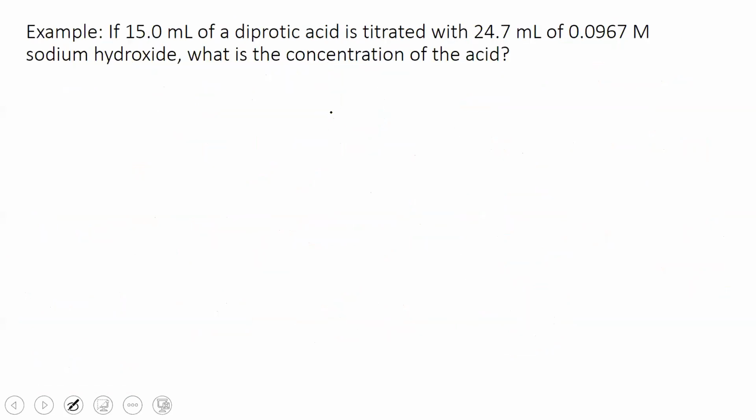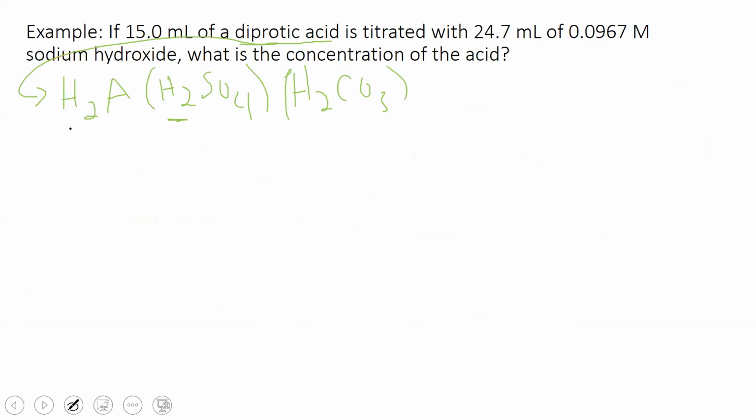In our next example, we're going to look at a diprotic acid. So the diprotic acid just says you have 2 protons. So we're going to call that H2A. So this would be an example of something like H2SO4, where there are 2 hydrogens, or maybe H2CO3. Those would be examples of diprotic acid. So we're just going to call it H2A because we haven't specified which acid it is, okay?